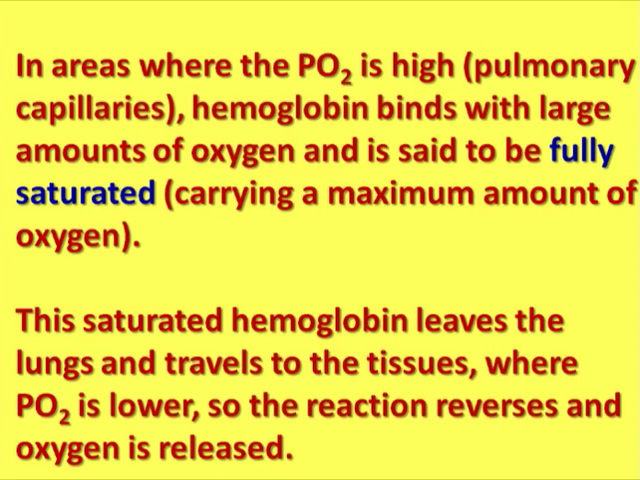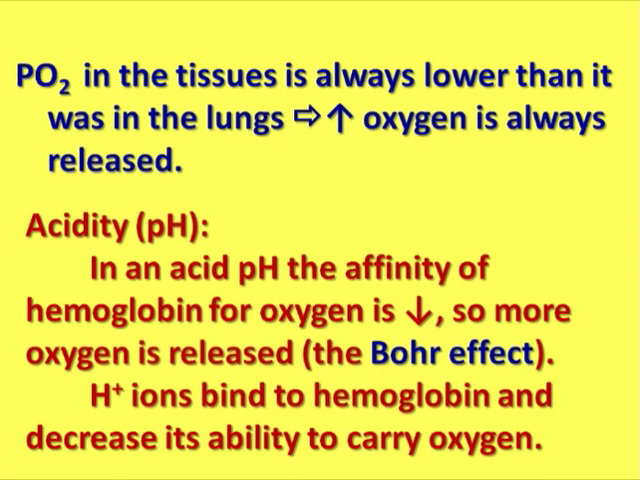So this saturated hemoglobin leaves the lungs and travels to the tissues where the partial pressure of oxygen is lower. So the reaction reverses, in the sense that the oxygen is transported from the blood to the cells or tissues. The partial pressure of oxygen in the tissues is always lower than what was there in the lungs. Therefore, more oxygen is always released into the cells.